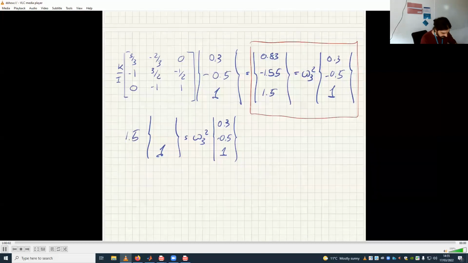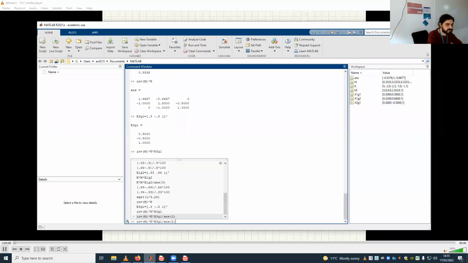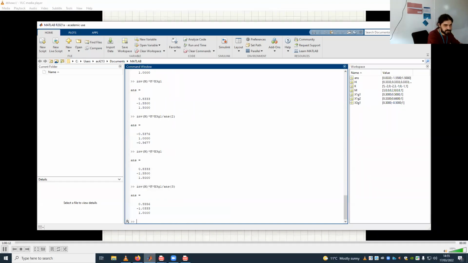So if I take 1.5 out, which is my third element here, let me do this again with MATLAB. So this is this, and I divide everything by ans 3 now. I get 0.56, minus 1.03 and 1. So I look at the error.